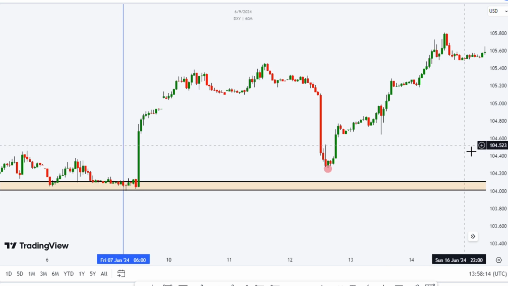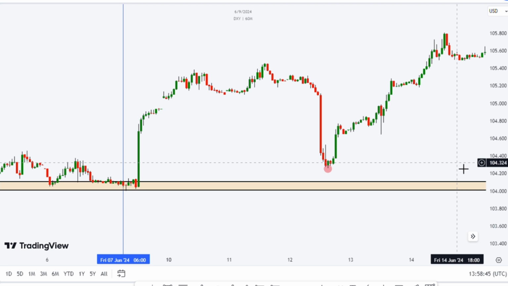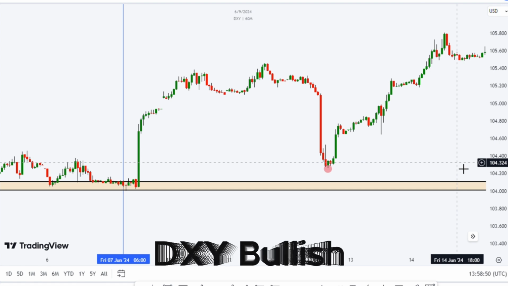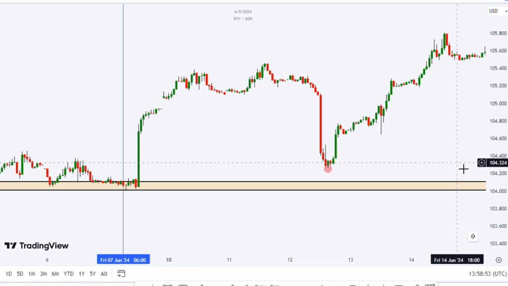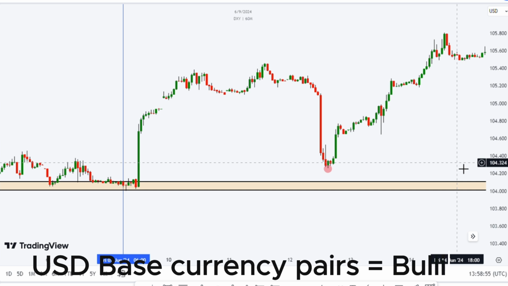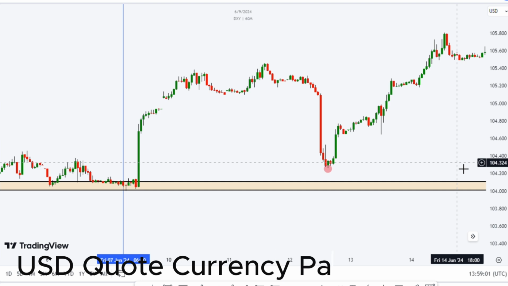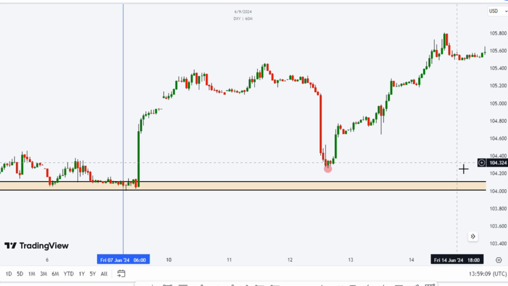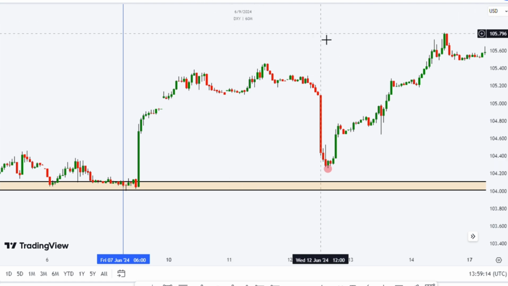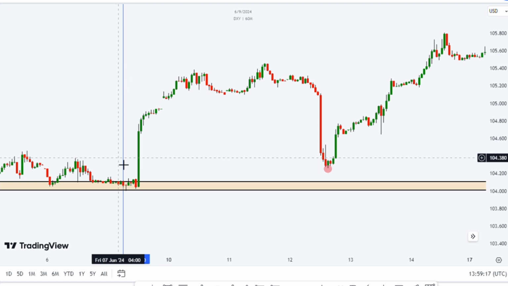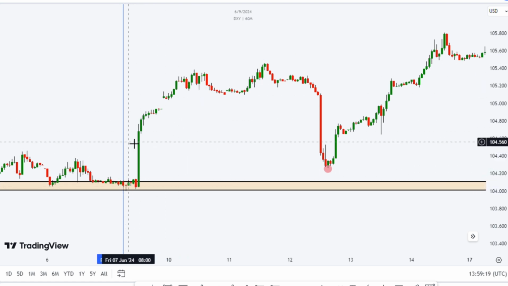So you recall that I said earlier that after analyzing DXY, when DXY is bullish, all currency pairs with USD as their base currency would be bullish, and all currency pairs with USD as their quote currency will be bearish. That is to say, for instance, if you take this DXY right now, the chart in front of us, this is DXY, like you can see here. After analyzing, we expect price to be bullish from here.